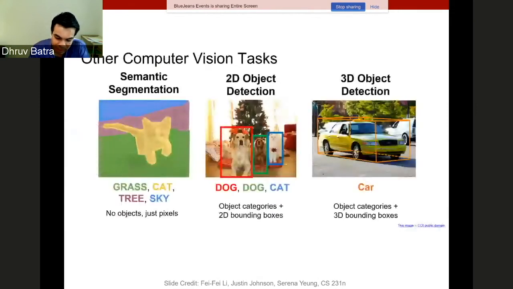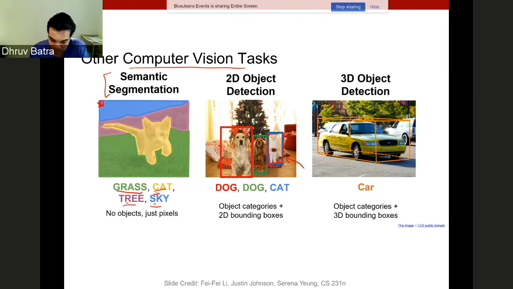But there are many other computer vision tasks. I've just given you 3 examples here. One of them is semantic segmentation, where the goal is, for every pixel in the image, to label that pixel with a category corresponding to that pixel. So is this a sky pixel, a grass pixel, corresponding to an object like a cat, and so on. There's also the 2D object detection problem, where the goal is not just to say that an object is present in the image, but also to output a bounding box for every instance of the object.